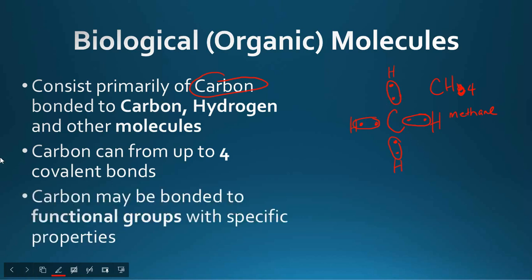Carbon can also be bonded to these other molecules called functional groups, which we're going to see in a second. So when carbon is bonded to these different functional groups, then they have their own properties that contribute to the organic compound. So we're going to look at those functional groups.